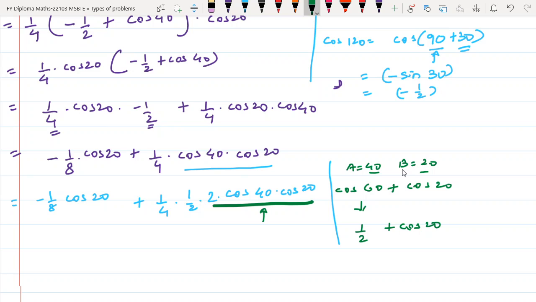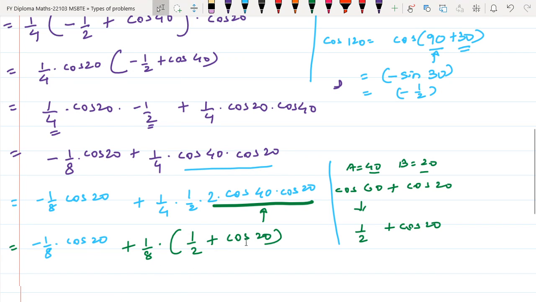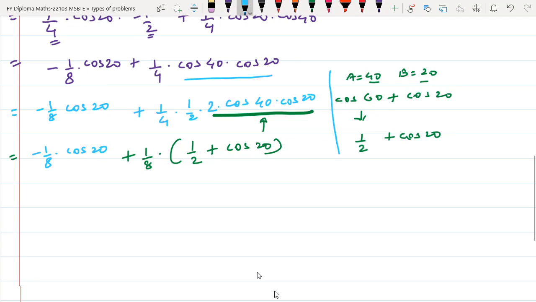Now if you substitute this over here, let me write the blue one first. This becomes 1 by 8, and you can see that we are getting closer to this equation. This becomes 1 by 8 into, in the bracket, half plus cos of 20, and then the blue part stays as it is, minus 1 by 8 cos of 20. Now let's open up these brackets and see what happens. If I open up the bracket here, minus 1 by 8 cos of 20 plus 1 by 8 into half is 1 by 16, which is what the answer should be, plus 1 by 8 into cos 20 is 1 by 8 cos of 20.